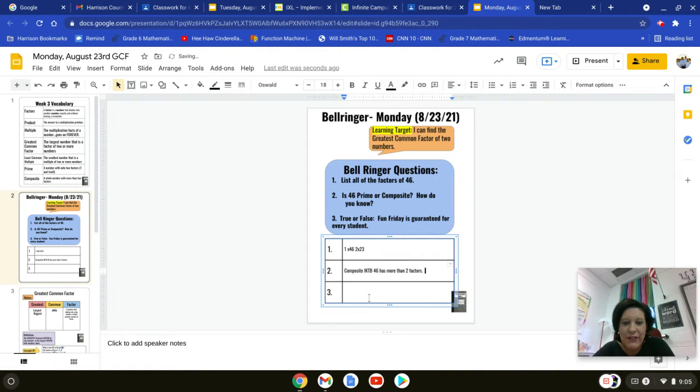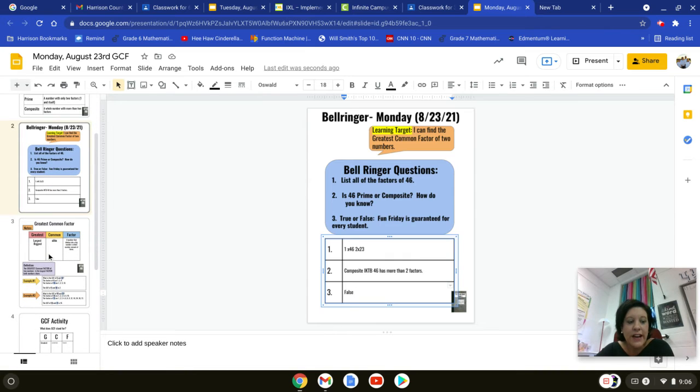And then true or false, every Fun Friday is guaranteed for every student. That is false. That is something that students have to earn. Students can earn Fun Friday by doing their work and following the rules. It's not one strike you're out or anything like that, but consistently not following those rules will potentially cost you to not be able to do Fun Friday. Students that are absent, that don't do their makeup work, students that are in class and don't do their assignments, that would be something that you would lose Fun Friday for.